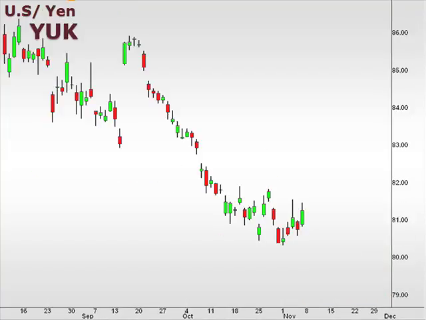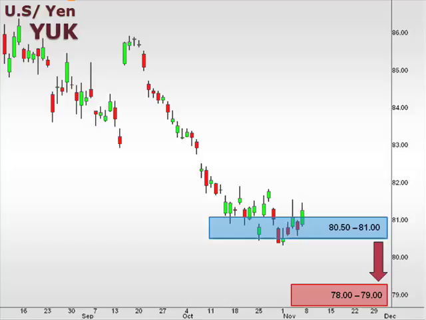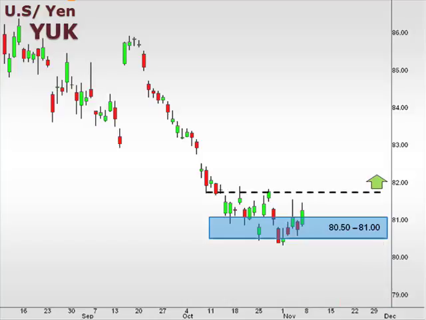Next up, the YUK, the U.S. versus the Japanese yen. Well, the U.S. dollar spent the week range-bound against the yen as the YUK held support at 80.5, 81. Now, a break below this level is likely to test support down towards the 78-79 focal zone. We do need to see a break above 81.75 to support a tradable move higher.